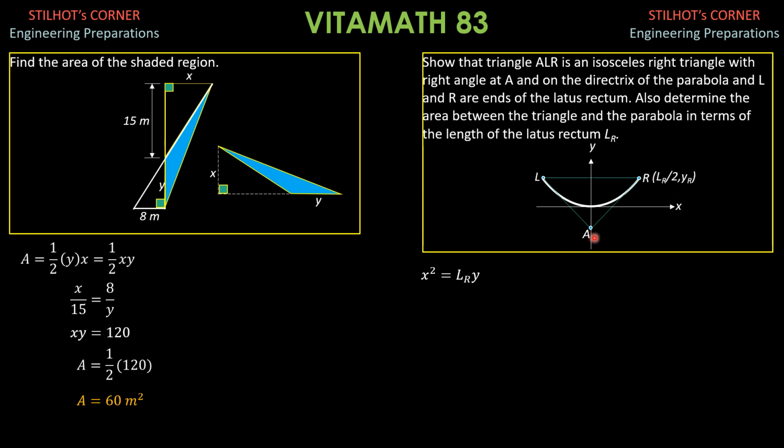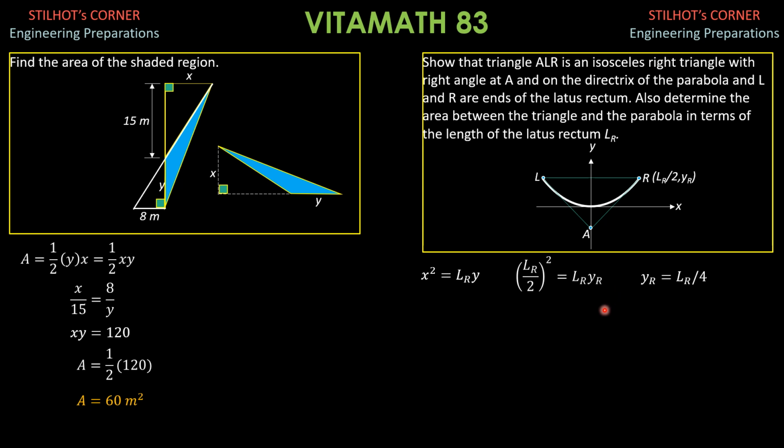So that's the end of the latus rectum. Because of symmetry, if we denote the length of the latus rectum as LR, then this is just half of LR, so that's LR over 2, and the y coordinate, just call it YR. This is also LR over 2, so in particular L is negative LR over 2 comma YR. So LR over 2 squared is equal to, substituting into this equation, the value of x, LR over 2, equals LR times YR. From there we can solve for YR, which is LR over 4.